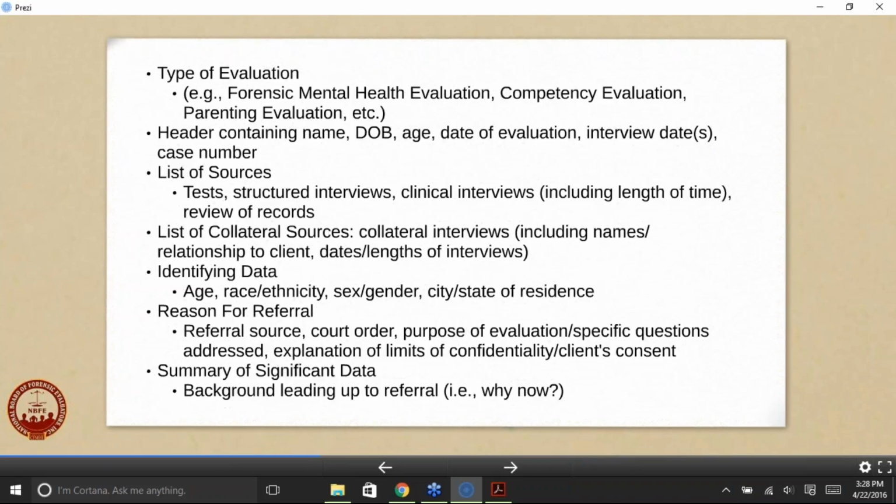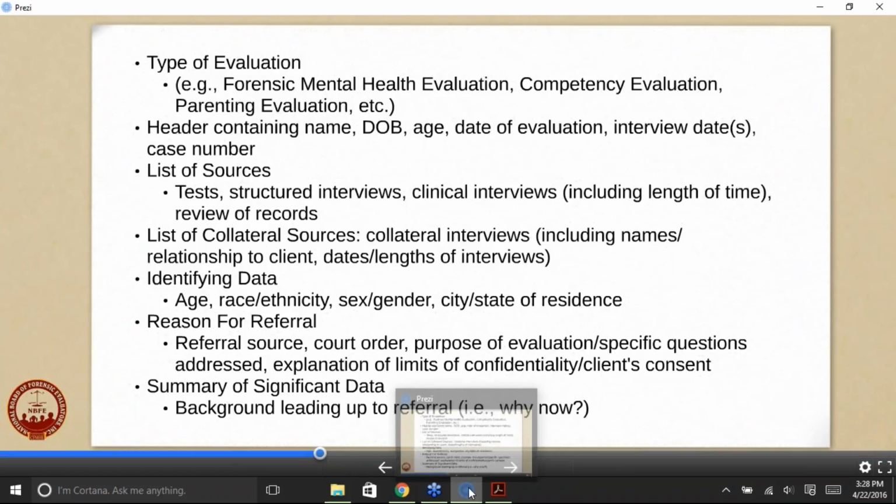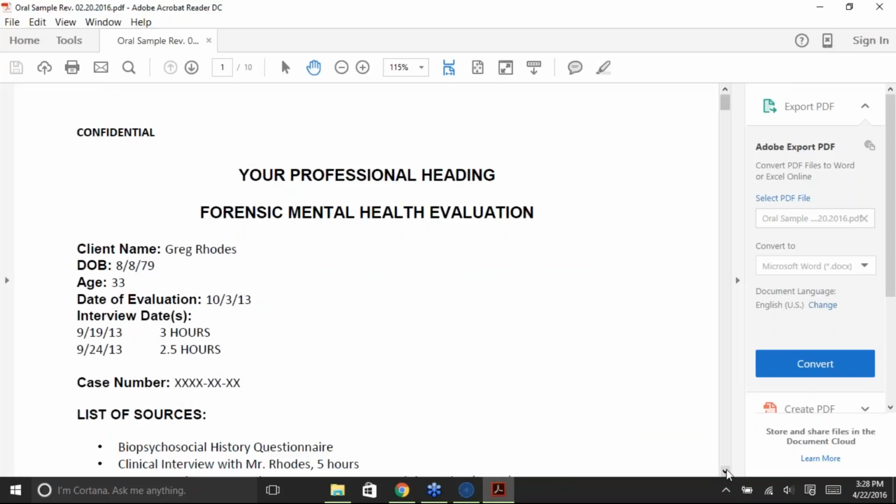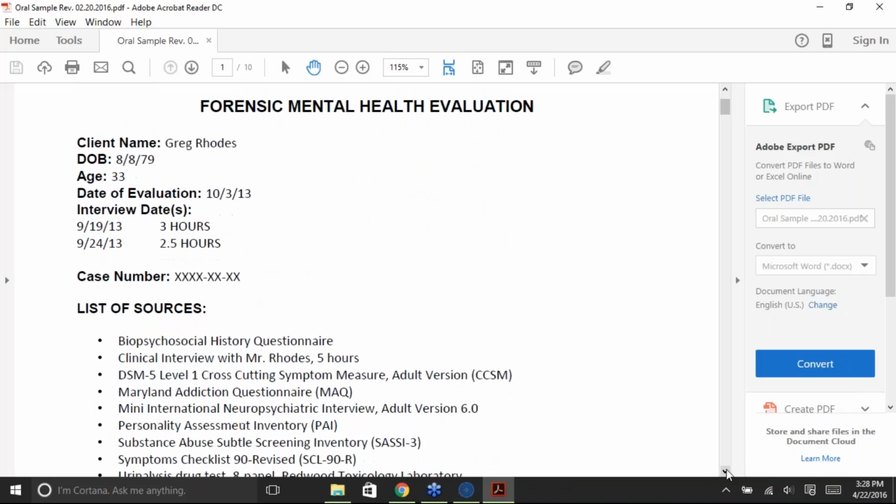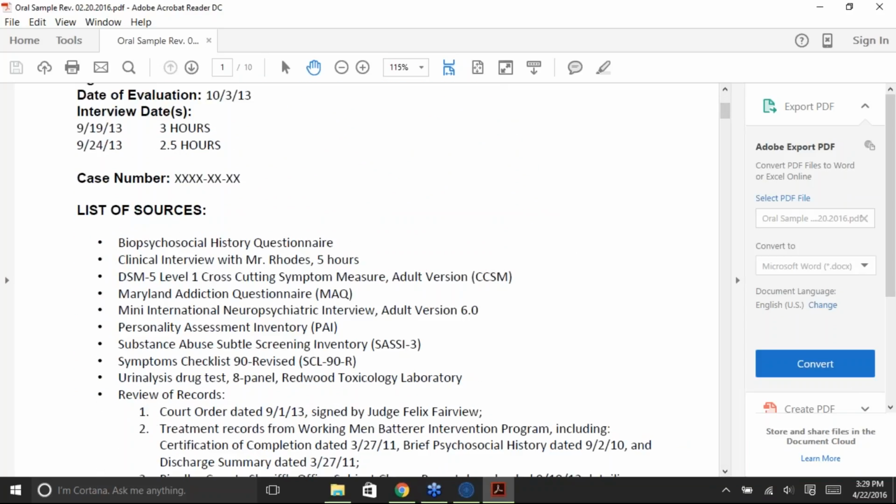Okay, so we have our list of sources like I was saying, and if we go to the sample report here, what you will see is I actually used a questionnaire called the Biopsychosocial History Questionnaire that I administered. I did a clinical interview with the client, Mr. Rhodes, for 5 hours. I used the DSM-5 Level 1 Cross-Cutting Symptom Measure adult version as a screening tool to kind of give me a heads up on some areas to explore for looking at the possibility of a mental health disorder. And you can almost see from some of the tests I did here what kind of evaluation this is.